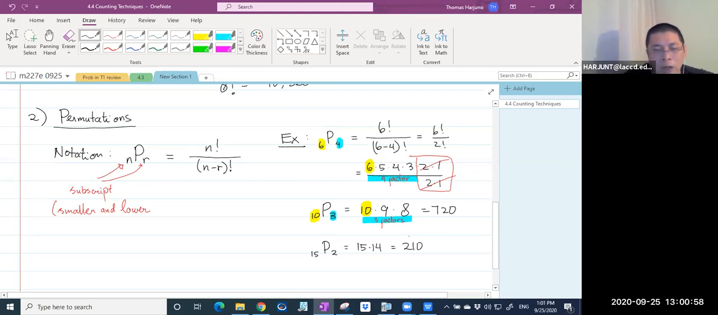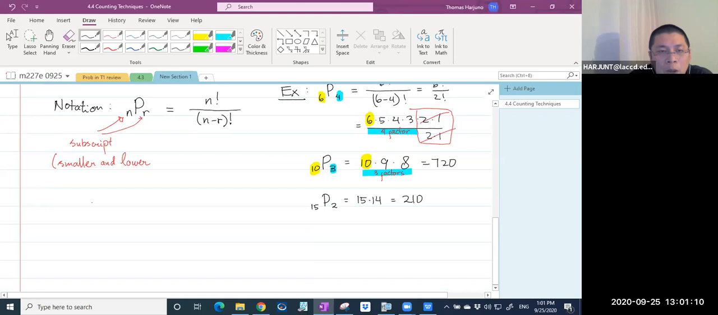Thomas, can we just use calculator? Yes, you can. But sometimes, when the number is small, just use the formula a bit. Use your instinct a bit. So how do we punch nPr? Let's say, if I want to use calculator to do 10 permute 3, we will punch 10 first, and then we will punch nPr. And then we press enter. And then we press 3. And then after that, we press enter again.